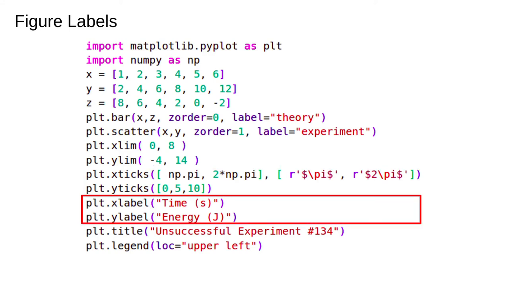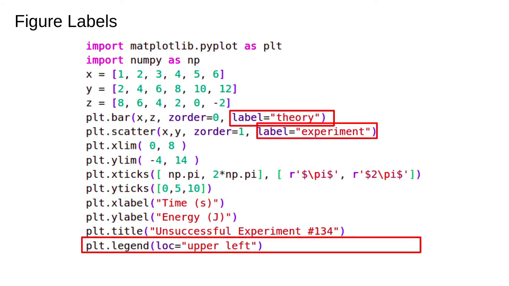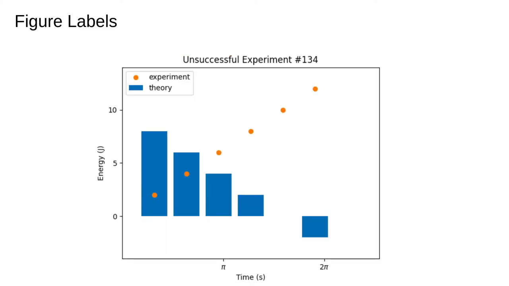Next, we have labels for each axis. We have a figure title, and finally a figure legend. Note that the text in the legend comes from the label property, which must be specified when the plotting function is called. The legend has a loc property, which lets you locate it wherever you want in the figure. This is the result.